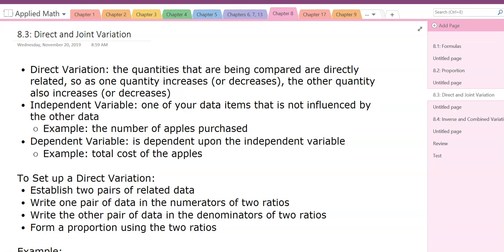All right, so we're going to talk about direct and joint variation. We're going to go over what the difference between the two types are, how to set them up, and then how to solve them. So we're going to start with direct variation first.